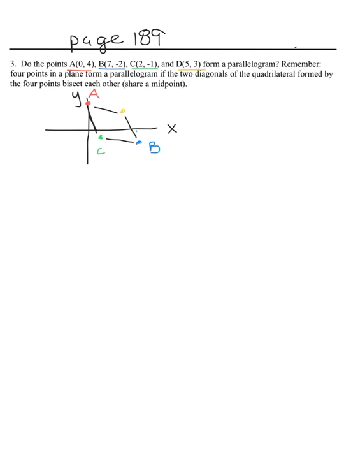The diagonals, so that would be the middle lines, from A to B and from C to D. Those are the diagonals, and they bisect each other, with this point right there being the midpoint of both lines.